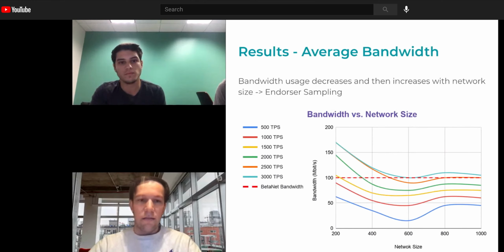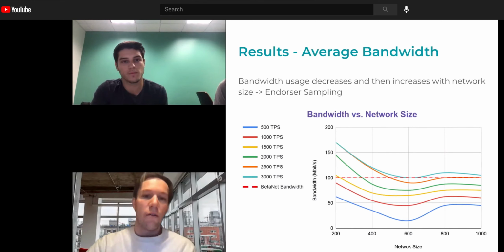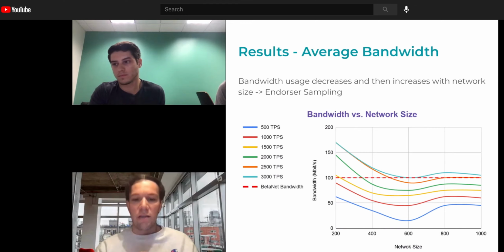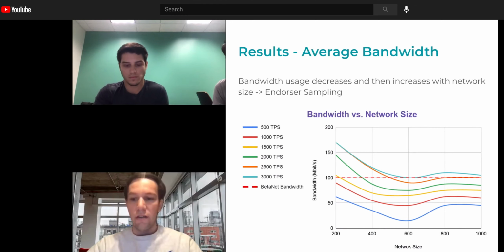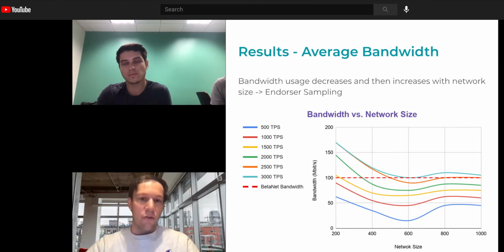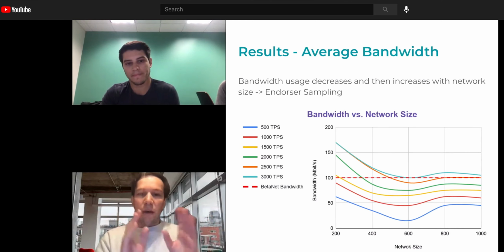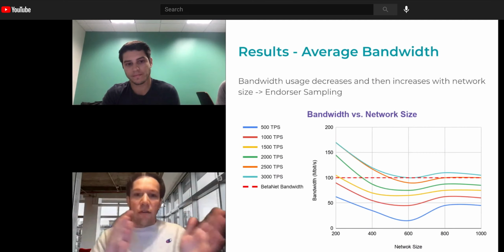And here we can see the bandwidth usage. Basically, bandwidth usage decreases as the network size increases, and then it starts increasing. This is an artifact of endorser sampling. Endorsers are gossiping the full transactions to each other, which is about five times more data than any other node is gossiping, because most of the transaction size is the quantum secure signature, about 80% of the size. Every node that is not an endorser is not going to check that signature, so they don't need it. They just gossip the transaction data, which basically means I'm sending this much money from here to here, or this coin from here to here.